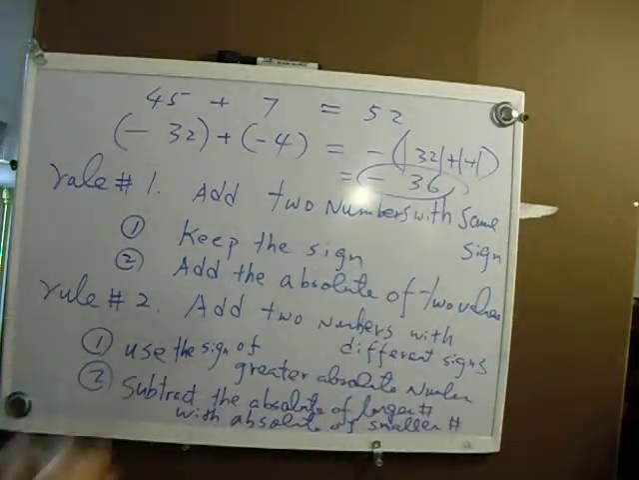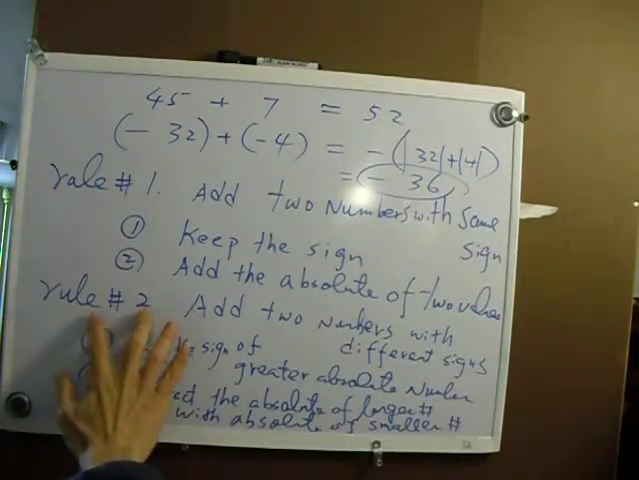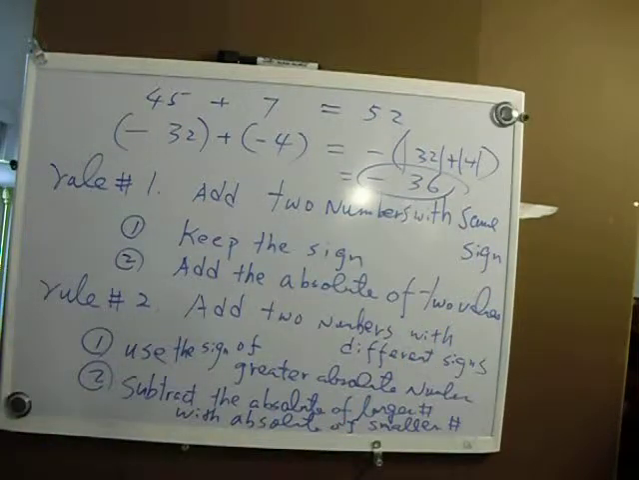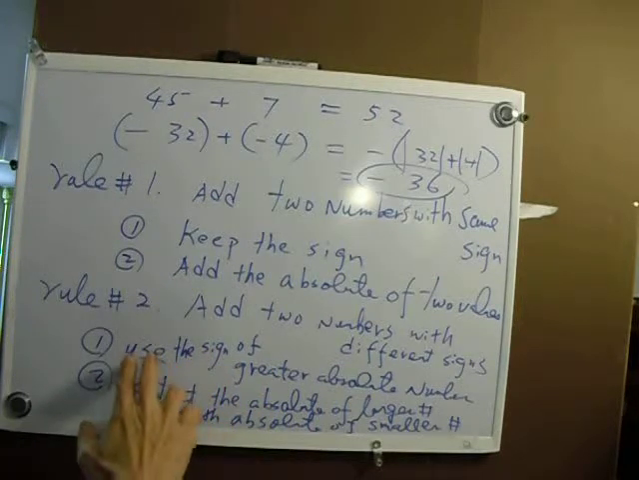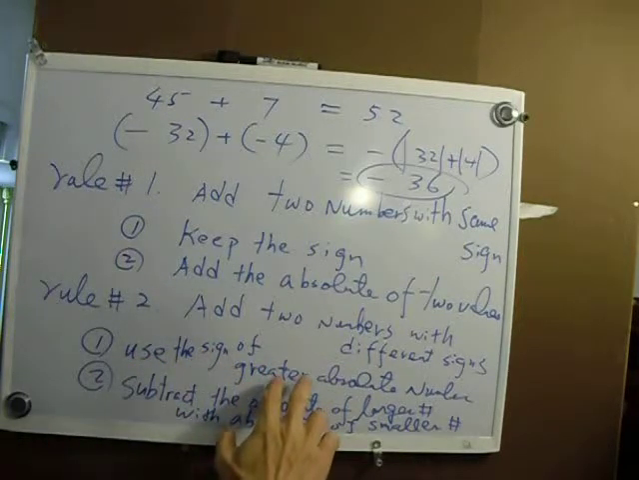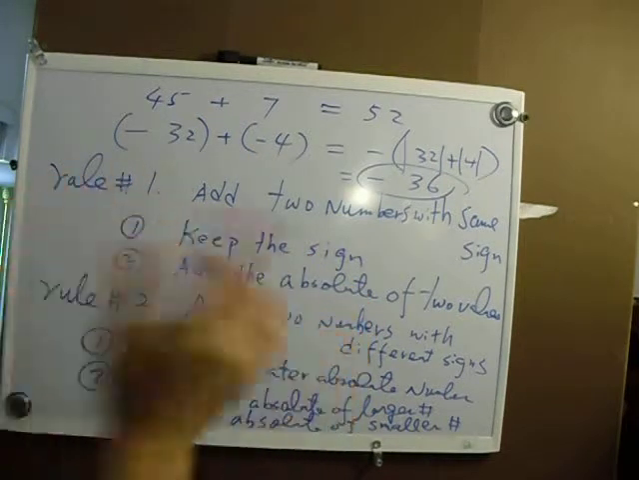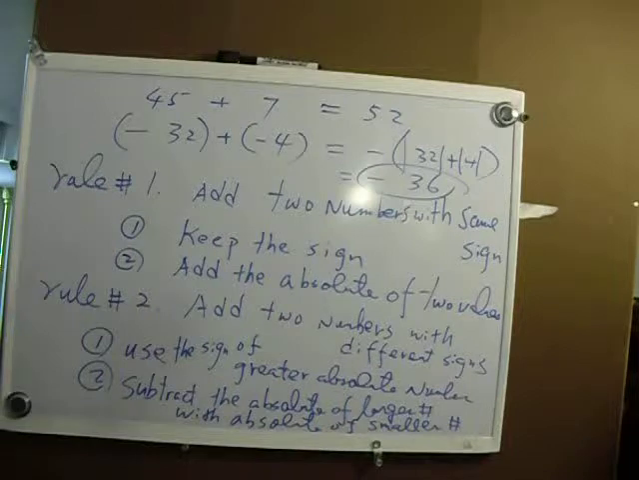If we have different signs, how do we add these two numbers? We first decide the sign. Use the sign of the number with the greater absolute value. The number with the larger absolute value decides the sign. And then subtract the absolute value of the smaller number from the absolute value of the larger number.